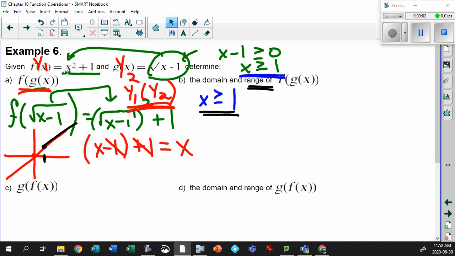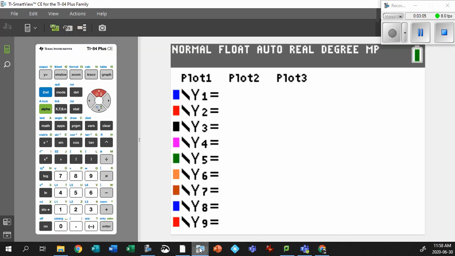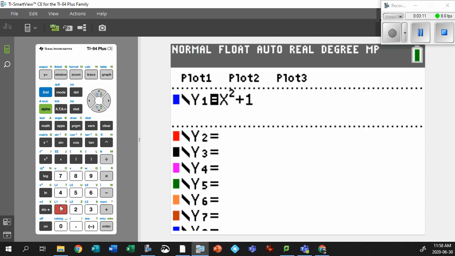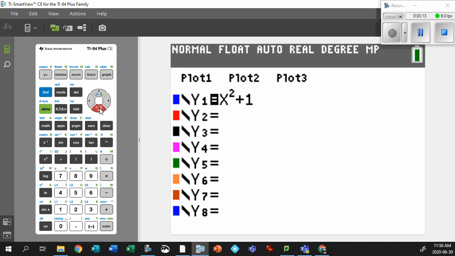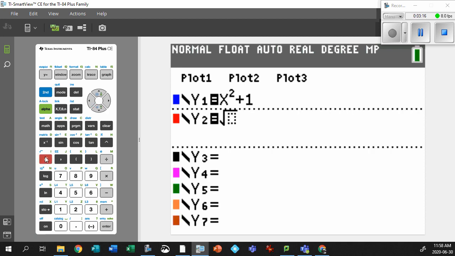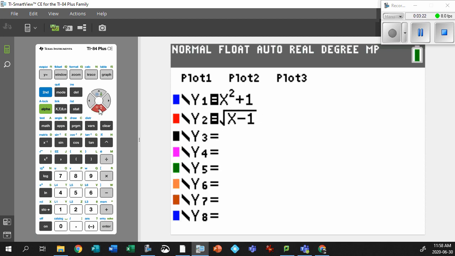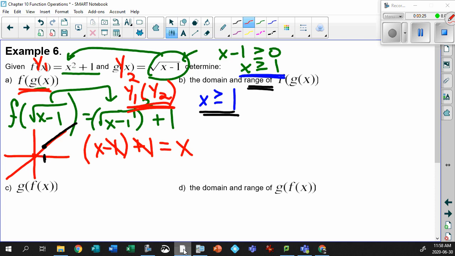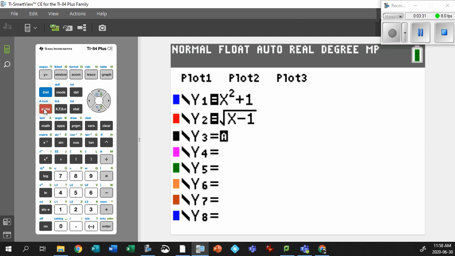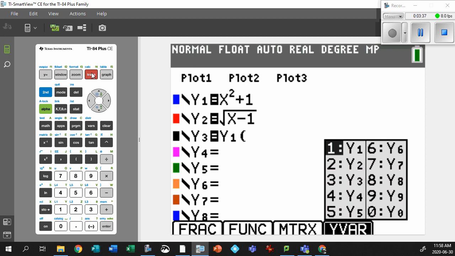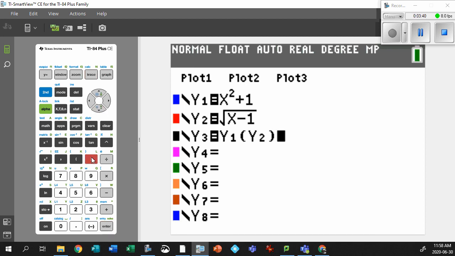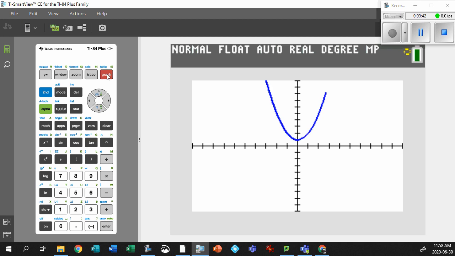So here we go. Let's check this out. Bring up the calculator. I'm going to put my y1, which is my x squared plus 1. I'm going to put my y2 here, which is the square root of x minus 1. I'm going to pop that in there. Then I'm going to say, okay, it was y1. Go back and check. It was y1 and y2 like that. Okay, so y1, alpha, f4, y1, bracket, alpha, f4, y2. You're putting y1 into y2. Graph it. Let's see what it looks like.